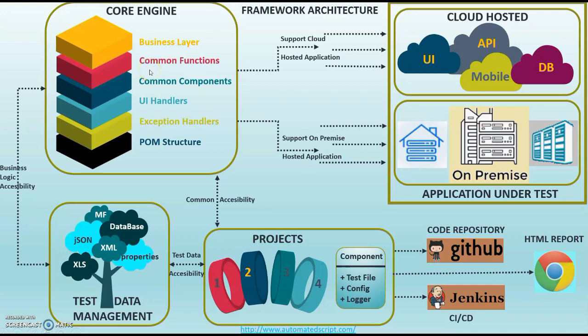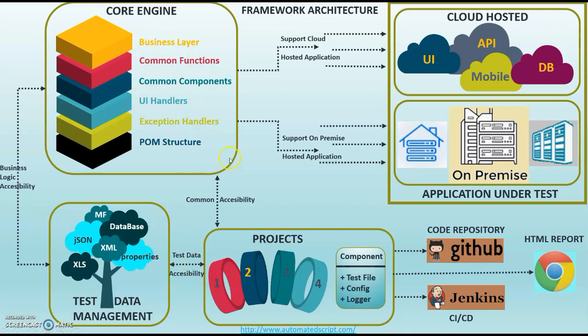So I'll explain in more detail about the core engine. The core engine provides you the whole capability of communicating to any device, for example your mobile, tablet, IoT, any device. Every layer of the core engine has its own core feature. If you can see, there are six layers: business layer, common functions, common component, then UI handler, exception handler and form structure. It is shared and it is nothing but the heart of your architecture, which should support any type of automation testing, like your API automation, web UI automation, mobile automation, performance, load test, or desktop or any other IoT test automation. So the core engine is very important.